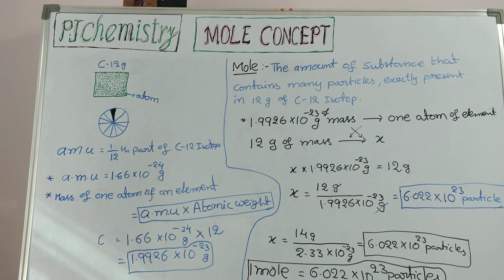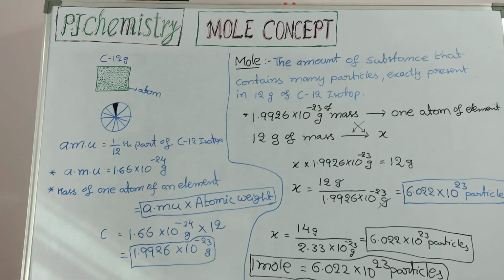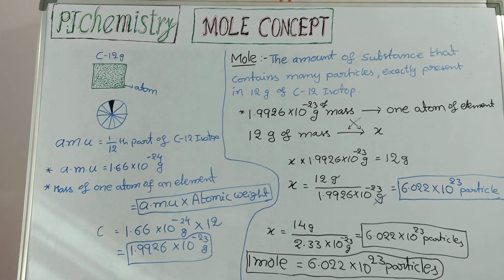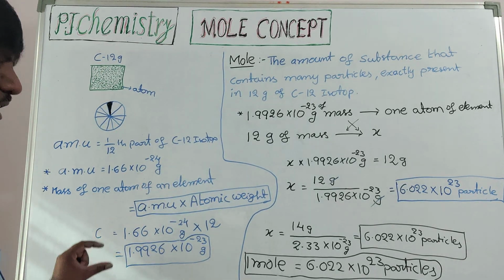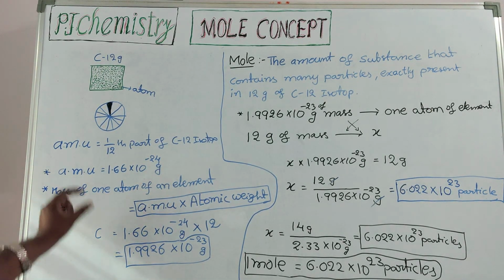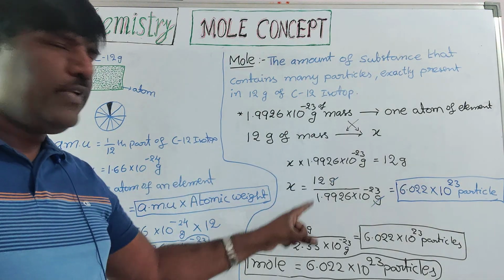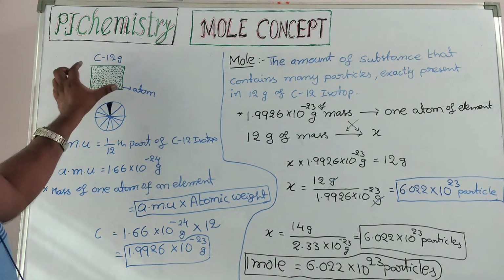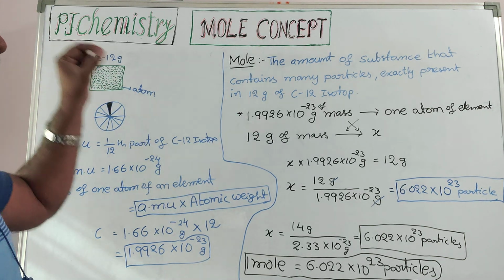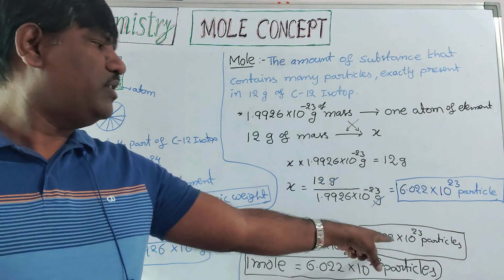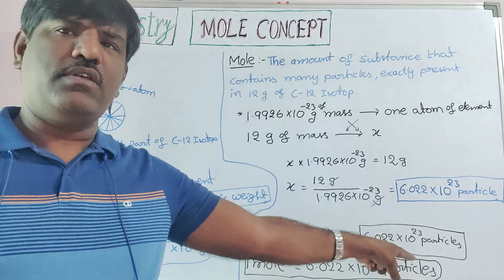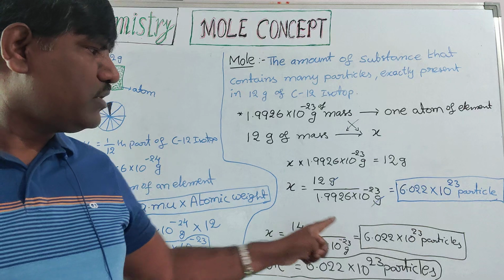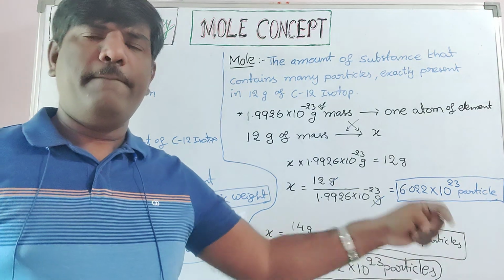Okay, children, now I hope you understand here. This is about an atom and its atomic mass. Whatever information we got here is about all the particles. So 12 grams of carbon contains how many particles? 6.022 into 10 power 23 particles. Whatever mass in grams we take, how many particles does it contain? 6.022 into 10 power 23 particles.